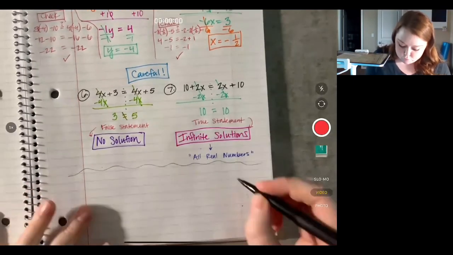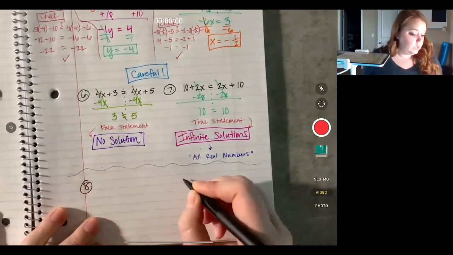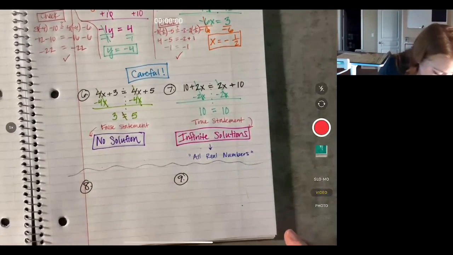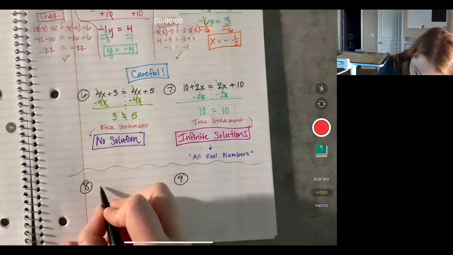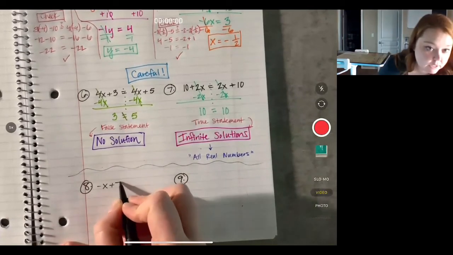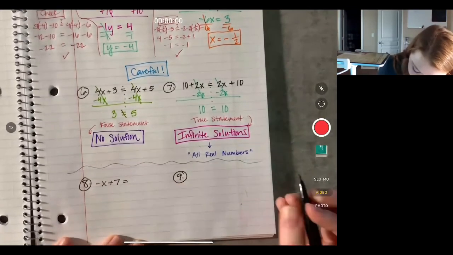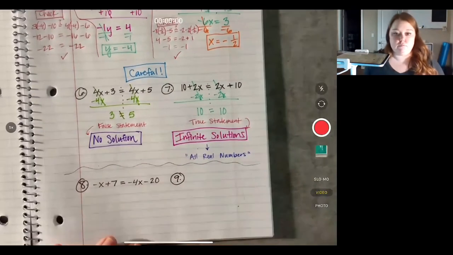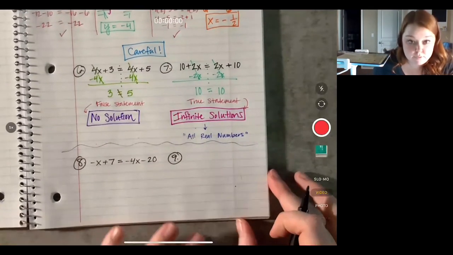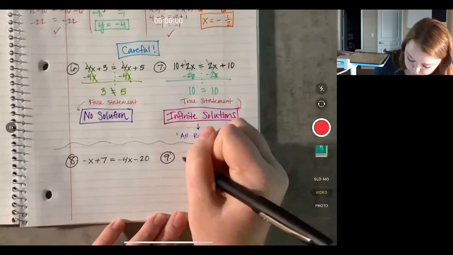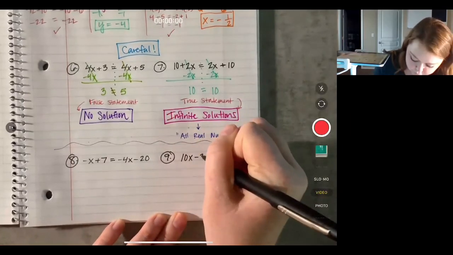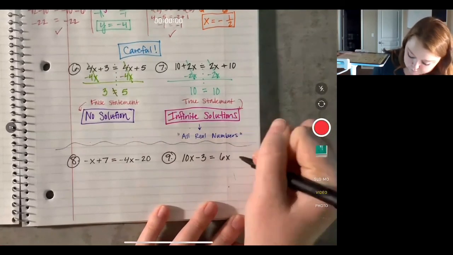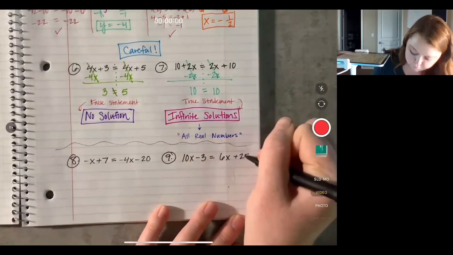But I'm going to give you 2 practice problems. You're going to solve these before class, okay? Here's number 8. -x plus 7 equals -4x minus 20. Number 9 is 10x minus 3 equals 6x plus 25.